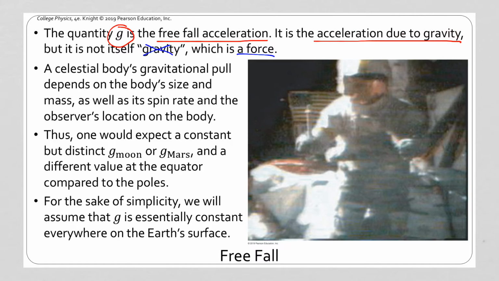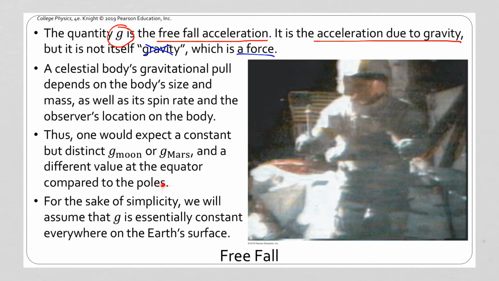We'll see later as well that the gravitational pull depends on the size and mass of a celestial body, like a planet, like a star, like a moon. So there would be a value of g on the moon, there'd be a value of g on Mars. That would be a little bit different because the moon and Mars both have different size and mass. The spin rate of the celestial body also comes into play. We'll see that later as well, that a faster spin rate makes a lower value of g.